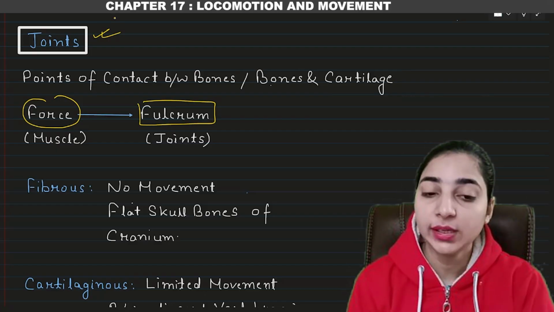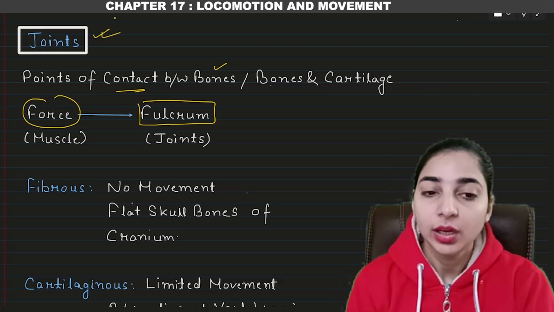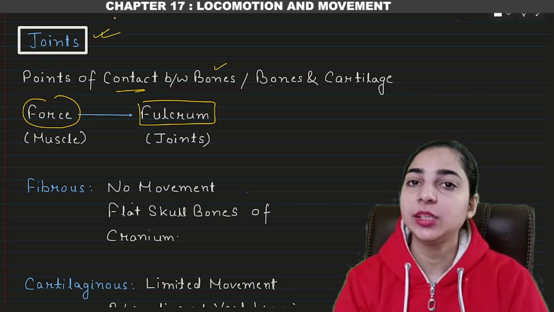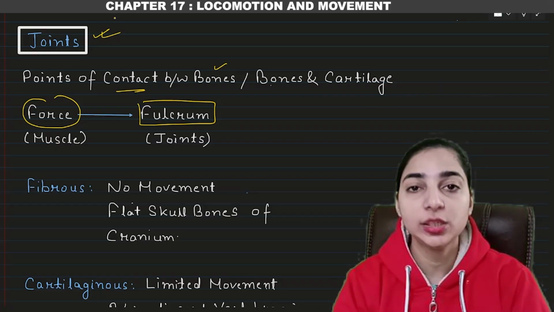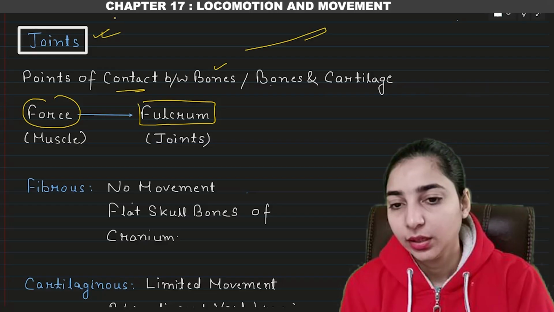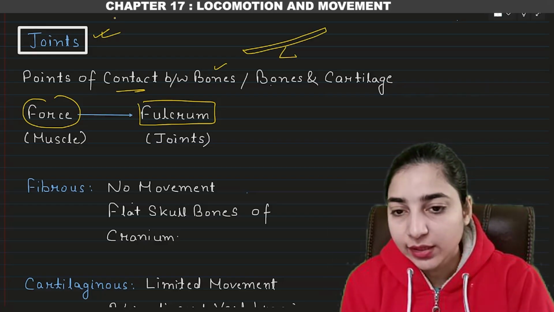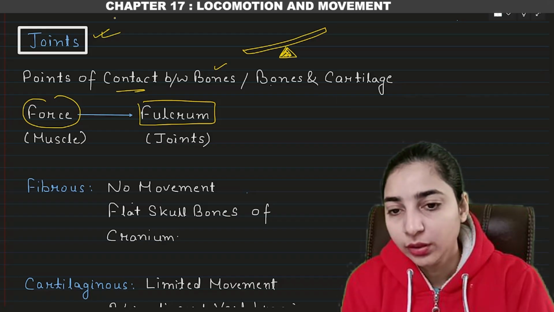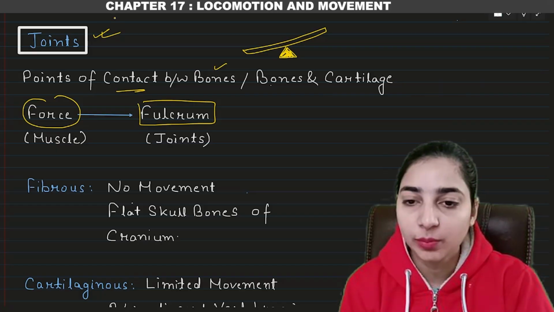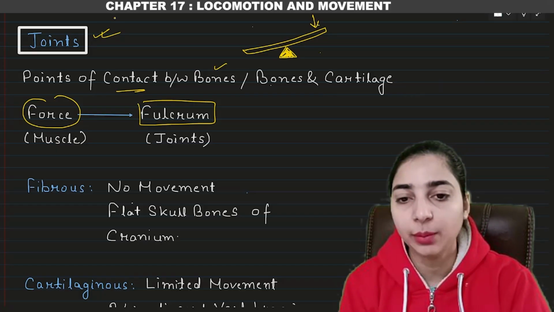Okay, what are joints? These are the points of contact between the bones or between the bones and the cartilage. Now what is fulcrum? So let me give you an example of the swing known as seesaw. So you have seen the seesaw in the parks. One side it is upside and the other side it is on the downward side, and it is attached to the ground with the help of a point. Now if someone sits on this point, then this side will go down and this side will come upwards.